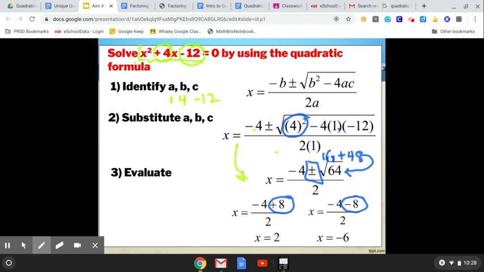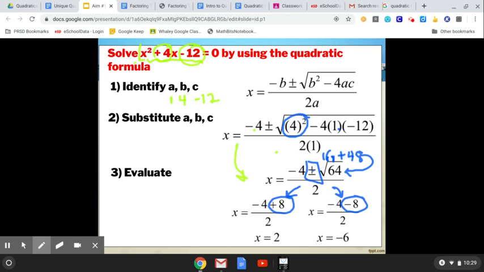So at this point, I've now separated the problem into two answers, one where I use positive 8 and one where I use negative 8. And we finished doing the math and look at the two answers we get. They're the exact same answers that we got when we did it by factoring.